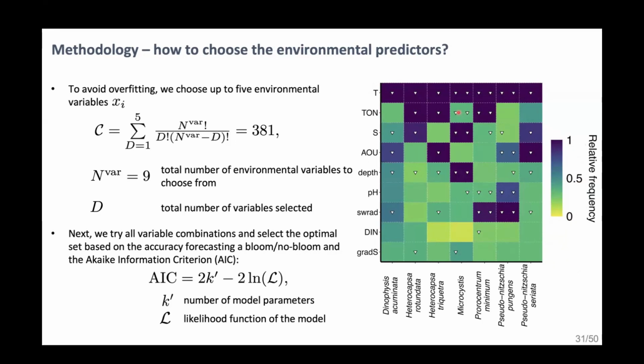And it's not surprising that temperature has a very high relative frequency, so it's a very important predictor, and this is well known when you're interested in harmful algal blooms. And then other variables, for example, dissolved inorganic nitrogen, at least for Microcystis, showed that it was not that important.